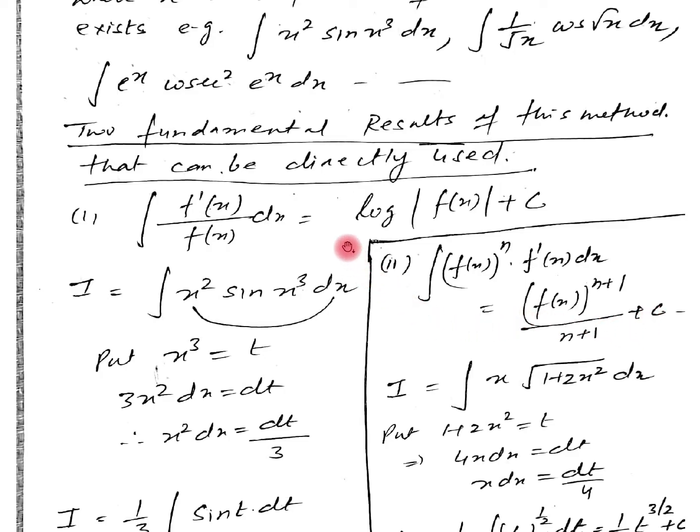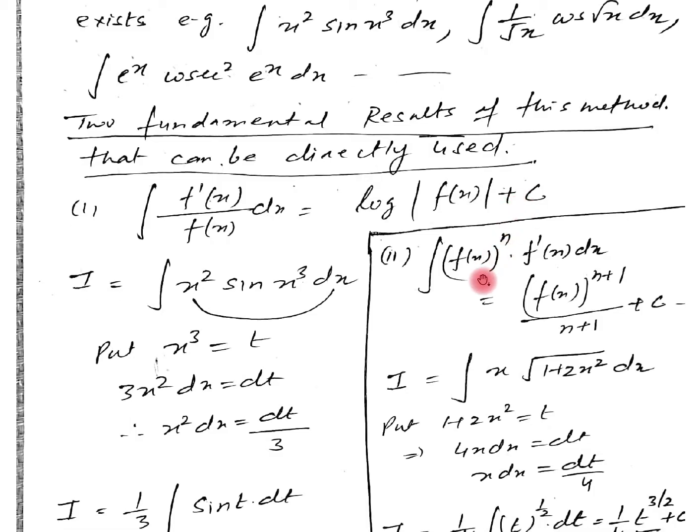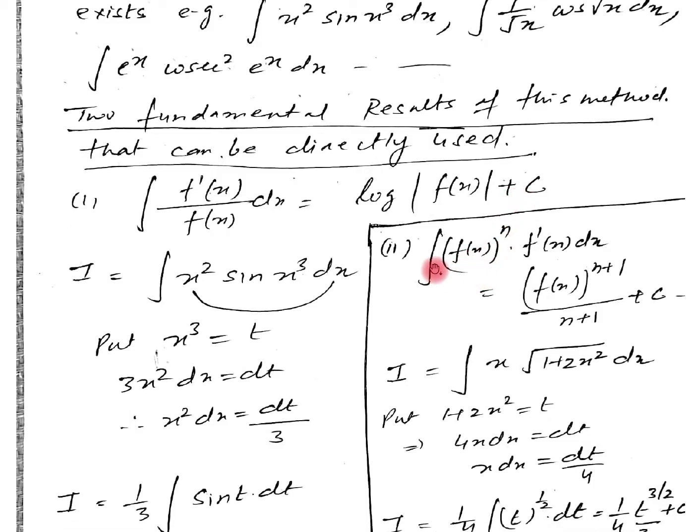These are the two important results of the integration by substitution method. Just see the difference between these two results. Here only the function and its derivative are there. The function is in the denominator and the derivative in the numerator. Then the result is log of f x plus c. In this result we have f x whole power n, where n may be any real number, positive, negative, fraction, and into its derivative is equal to f x whole power n plus 1 upon n plus 1 plus c.